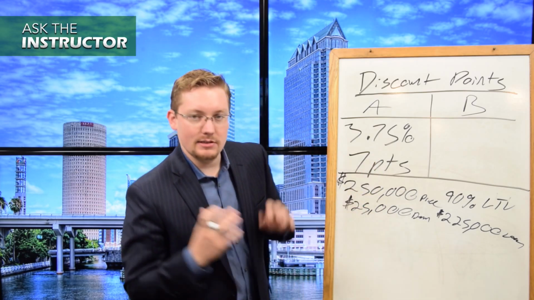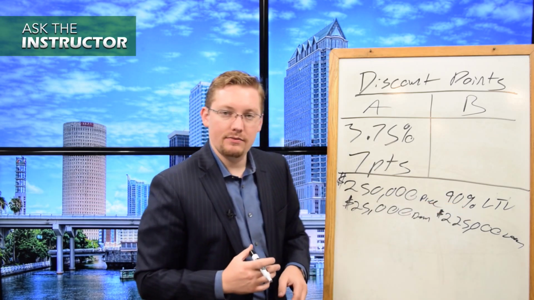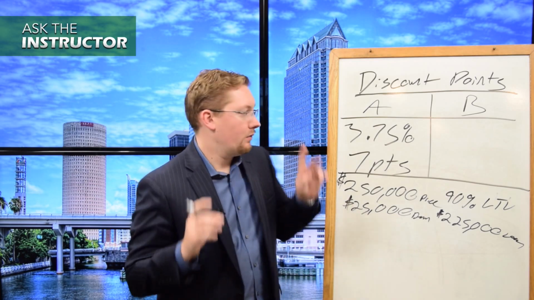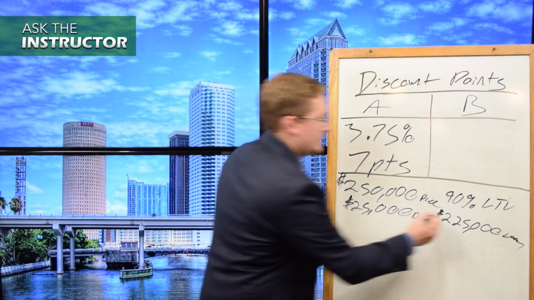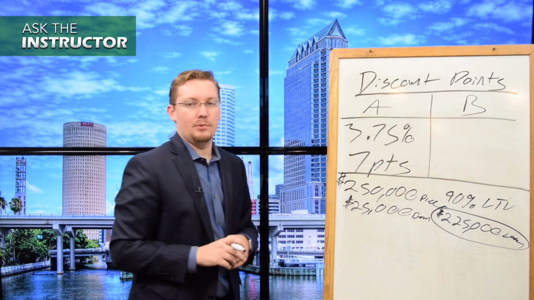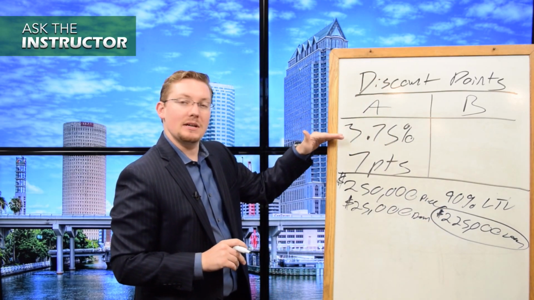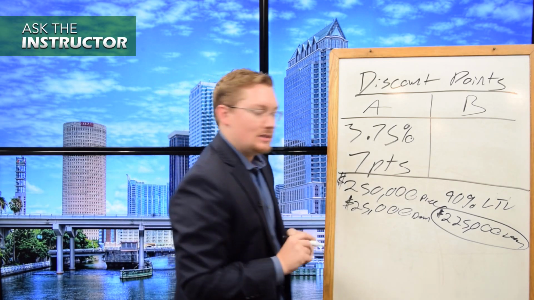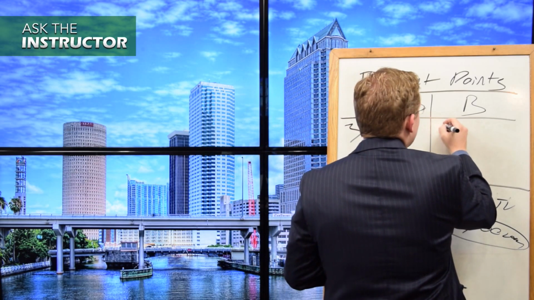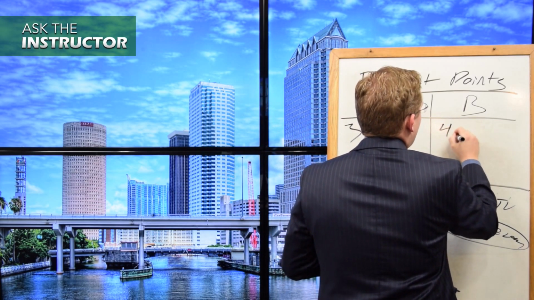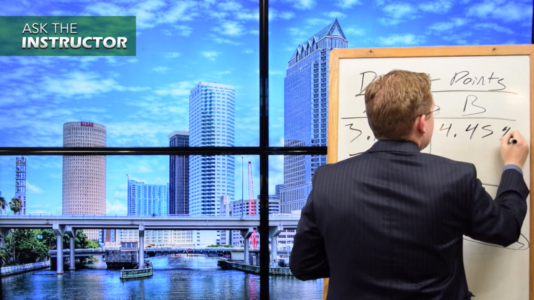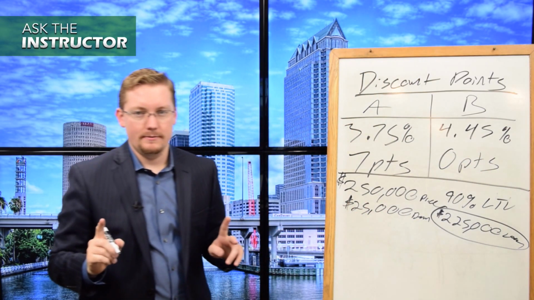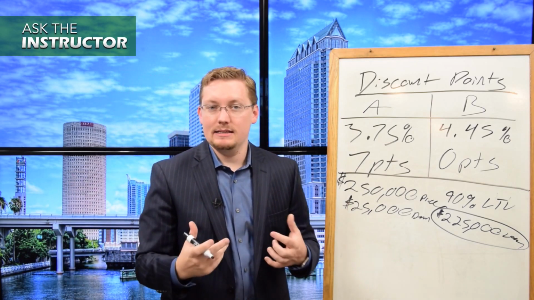So we have our $250,000 property. We're doing a 90% loan-to-value loan, $25,000 down, $225,000 loan amount. Our first loan option for this $225,000 loan, let's just circle that so we know that's the important number we need to deal with here, is 3.75% interest and 7 discount points. Our second loan option is going to be 4.45% interest and 0 points. No discount points.